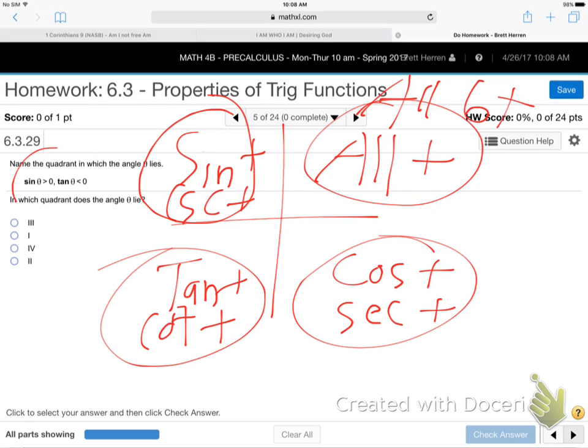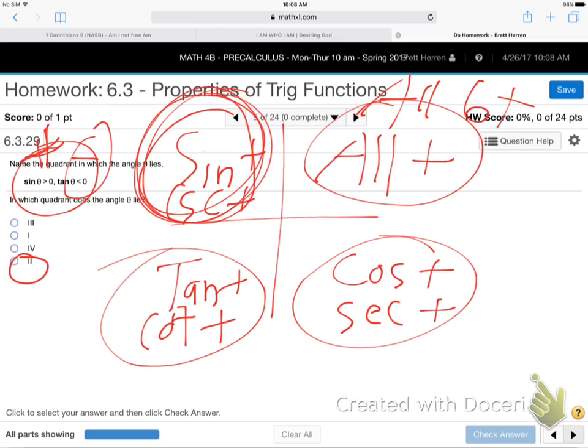Okay, let's put that together. They're telling me sine is positive, greater than 0. Tangent is negative, less than 0, right? So which quadrant has sine positive, but tangent not positive? Quadrant 2. Where sine is positive, but the other 4, including tangent, are not positive. They're negative. So we're in quadrant 2. You know how the quadrants go, right? This is quadrant 1, quadrant 2, quadrant 3, quadrant 4.